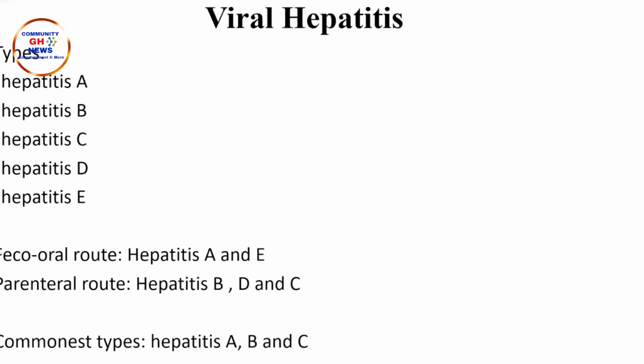So if you use the washroom, you basically have to wash your hands properly with soap and water before you touch any food, any surface, or any human being, because that's how hepatitis A or hepatitis E is gotten. But hepatitis B, D, and C are gotten through the parenteral route. Parenteral route means that it's not gotten through the mouth, like eating a particular food or drinking some water that someone who is infected has touched, or coming into close contact with someone's hands.